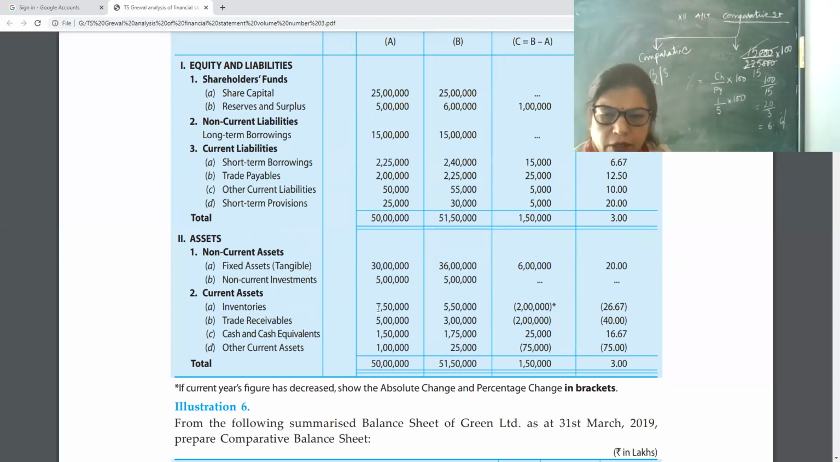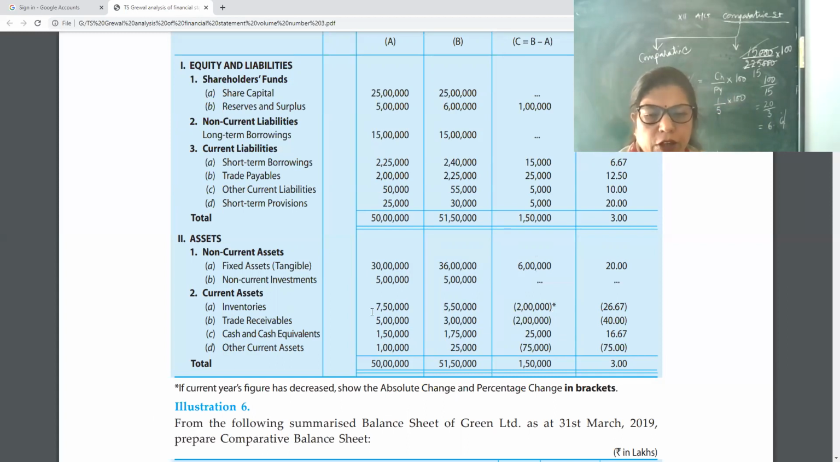Now here, this I want to explain. Previous year, the value of inventory was 7,50,000 and the current year it is 5,50,000. It is reducing by 2 lakh. That's why we are putting brackets. And in the same way the percentage calculation, 2 lakh upon 7,50,000 into 100. Be careful. There will be the same formula for percentage, either it is positive or negative. You will use the same way.